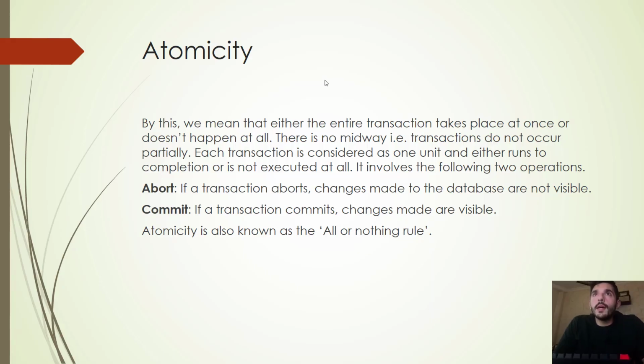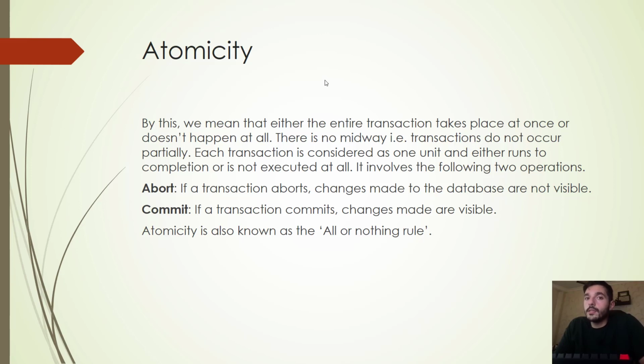So the first one would be atomicity. This means that either your entire transaction takes place at once or it doesn't happen at all. There is no midway. Transactions do not occur partially. Each transaction is considered as one unit and either runs to completion or is not executed at all. It means if anything goes wrong during your transaction execution, it gets aborted and nothing happens to your database content, your tables or your records, or everything goes well and it gets committed and changes are made visible to your contents.